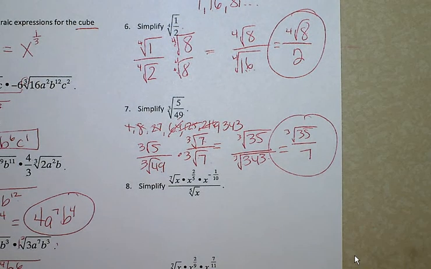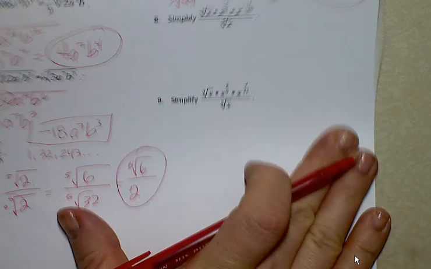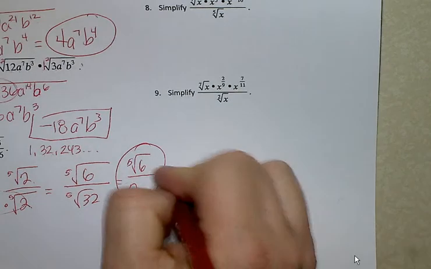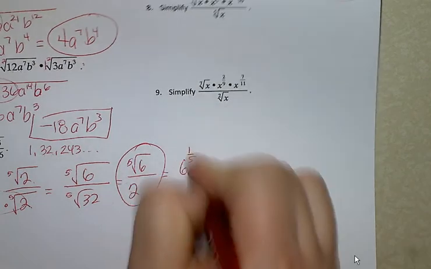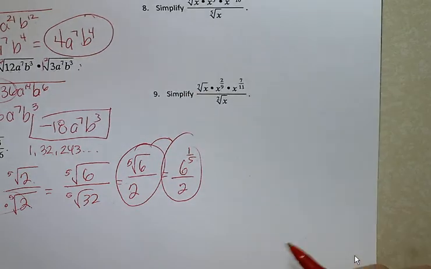Now I did have a student ask me before, does it matter if I leave my final answer in radical form or if I like to write it in rational exponent form? These are equivalent. They're the exact same thing. This is radical and this is rational. It does not matter.